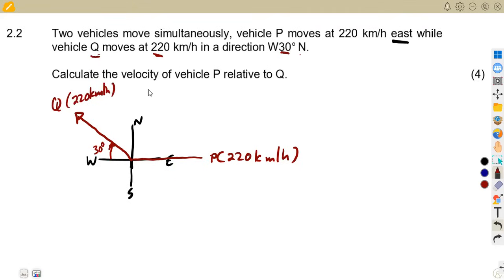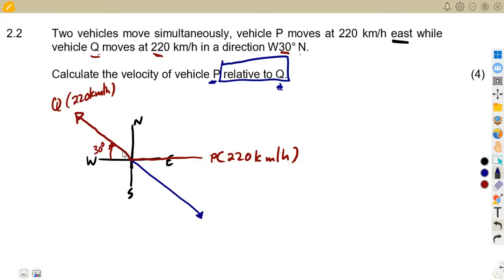If we consider what I said, remember we are told to calculate the velocity of vehicle P relative to Q. Take note of what we are considering: relative to Q, Q is the one that we are supposed to stop and change, that is, simply change its direction. So we are supposed to have our Q reversed in this direction. Instead of having Q the normal way that it is, we are going to reverse it like this. That is now how we have our Q.